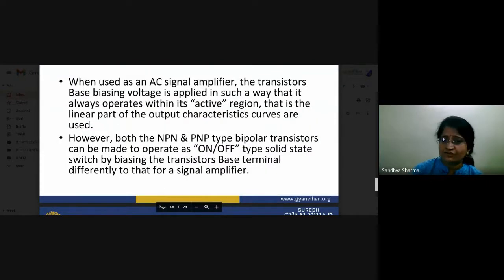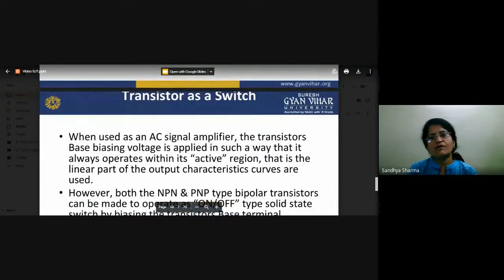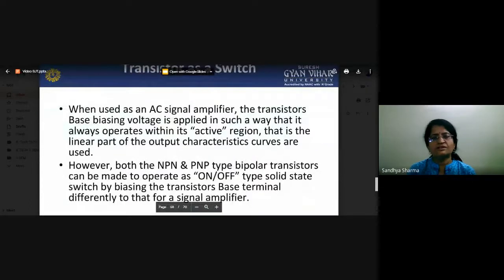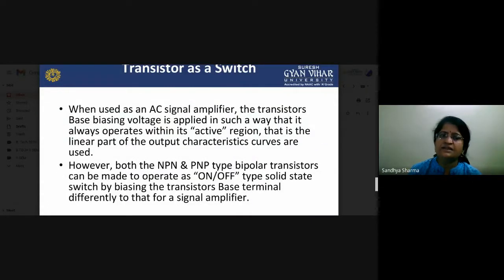Now we will switch to the switch. There are two major applications of our transistor: one is to work as an amplifier and another is to work as a switch. When you are using the transistor as an AC signal amplifier, the base biasing voltage is applied in such a way that it works in the active region.